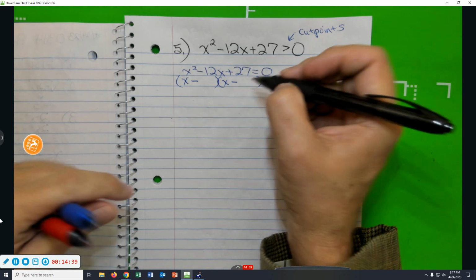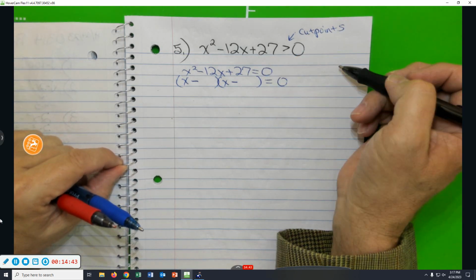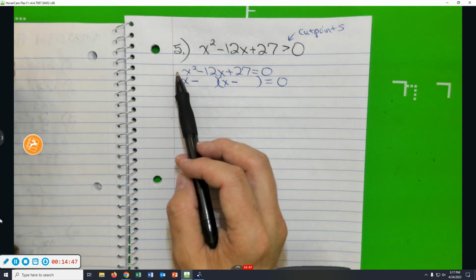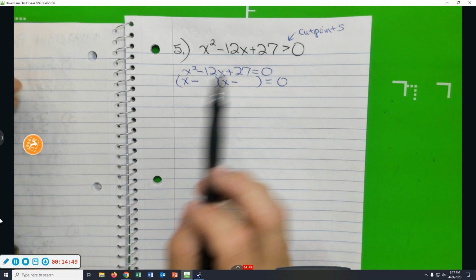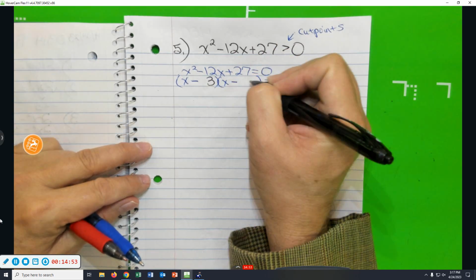3 and a 9, I was going to write down 1 times 27. What else? 3 times 9. Which pair? This is a simple trinomial, so choose the pair that adds up to give you 12. So I agree with 3 times 9.